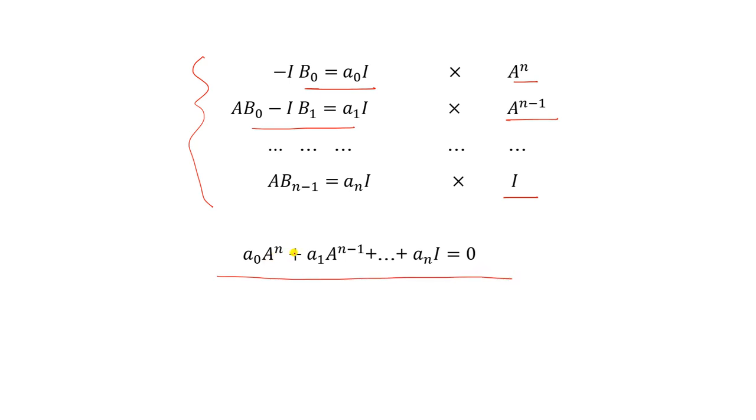a0 a raised to power n plus a1 a raised to power n minus 1 plus up to an I. So this is the proof of the theorem. Now look at this, a0, the lambda is replaced by the matrix A, and this is a theorem that the characteristic equation is satisfied by the matrix itself. Now this is the matrix equation, and in place of lambda, capital A is there. So this is the proof of the theorem.